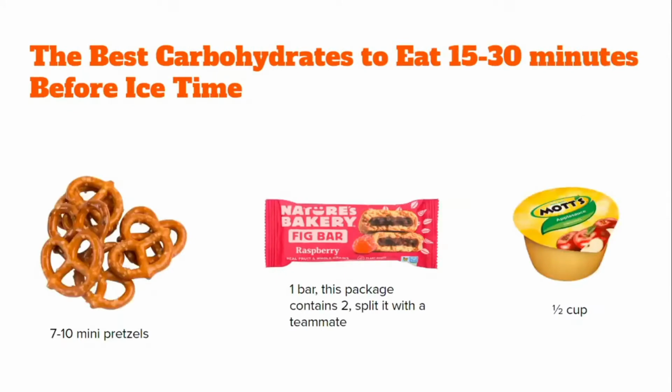So some best choices for the 15 to 30 minutes before ice time are small amounts of carbohydrates that are low in fat, low in fiber, and low in protein. They can have 7 to 10 mini pretzels. One bar from this Nature's Bakery Fig Bar package actually contains 100 calories, so that is perfect. And they can take the other bar and give it to a teammate, or they could have half a cup of applesauce. Those are just a few examples.